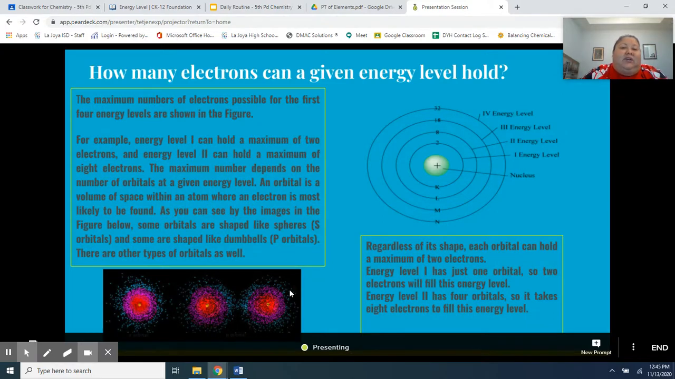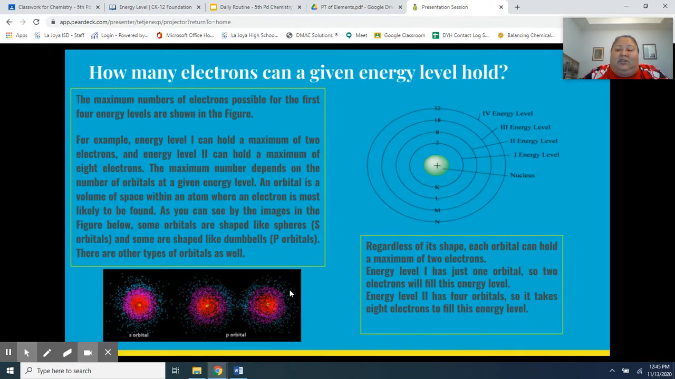How many electrons can a given energy level hold? The maximum number of electrons possible for the first 4 energy levels is shown in the figure, and we already talked about it, right? We said 2, 8, 18, and 32. For example, energy level 1 can hold a maximum of 2 electrons. Energy level 2 can have a maximum of 8. The maximum number depends on the number of orbitals at a given energy level.